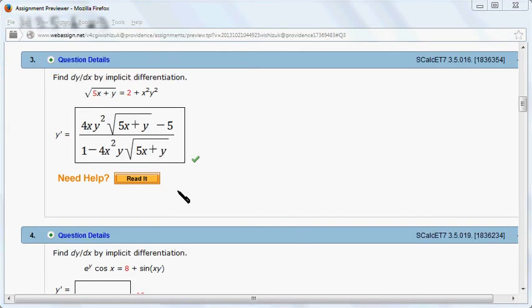All right, it came back, and looks like we have the correct solution. All right, that's it. I hope that this was clear.